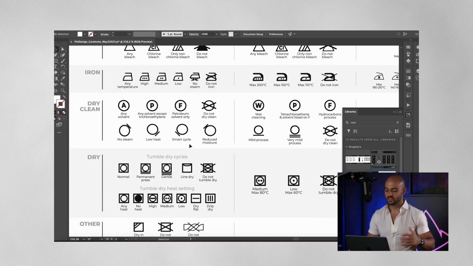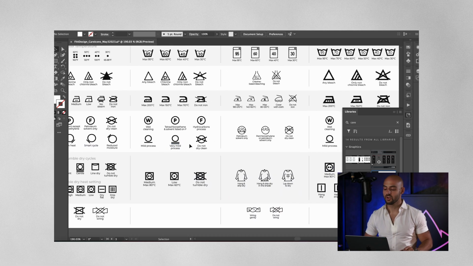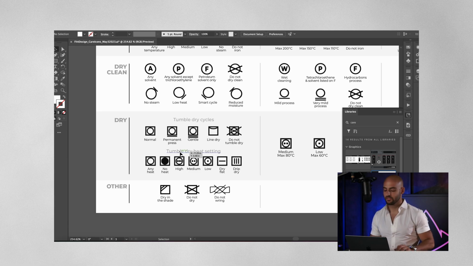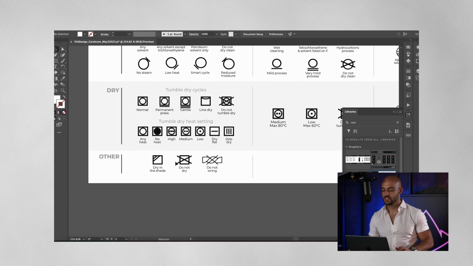No steam, low heat, smart cycle, so on and so forth. The same is true for the other markets. Dry clean here, or your actual tumble dry cycles, we have on there. And then we have, last but definitely not least, the miscellaneous types of washing.